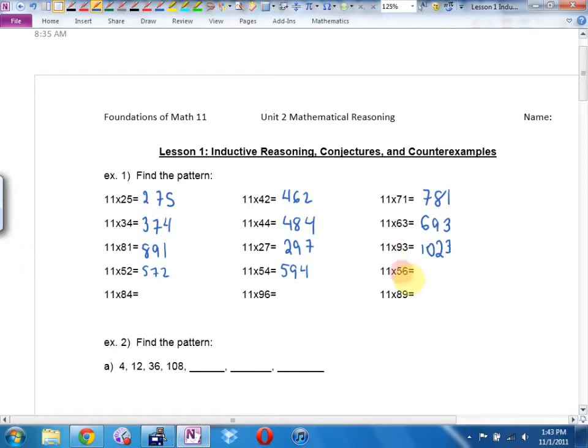Here, 11 times 56, the last digit is a 6. The first digit, now I'm not going to write, I'm just going to remember it's a 5. What's 5 plus 6? So it's going to be a 1, carry the 1, it's going to be a 6 instead of a 5 right there.